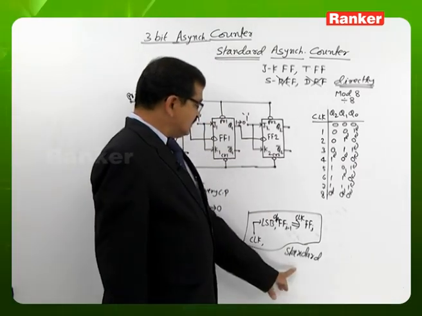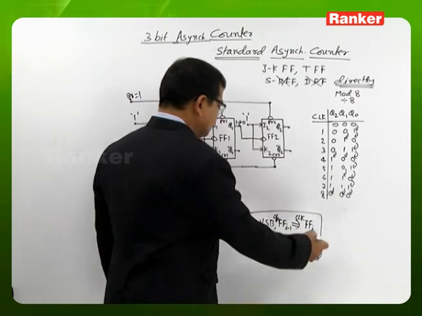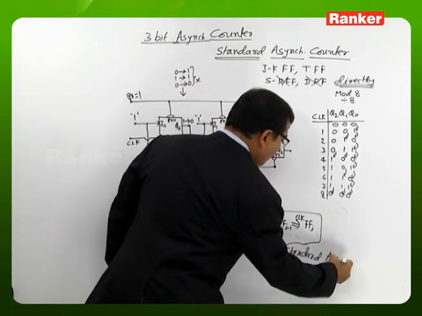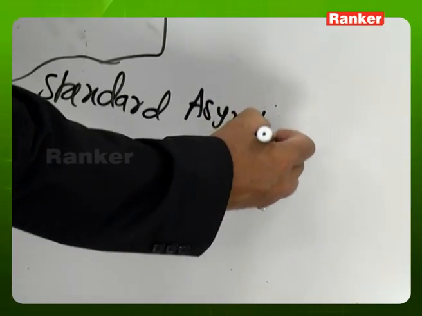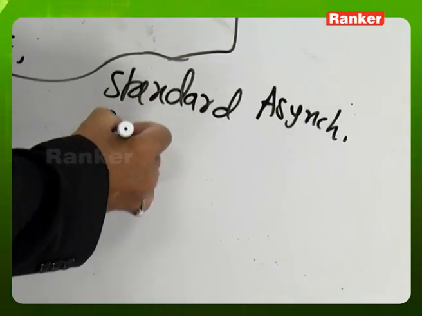A standard asynchronous counter is also named a ripple counter.